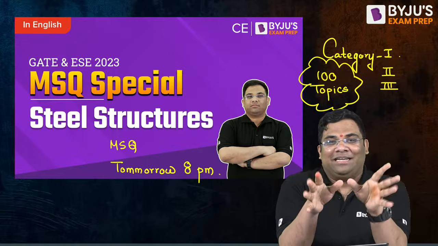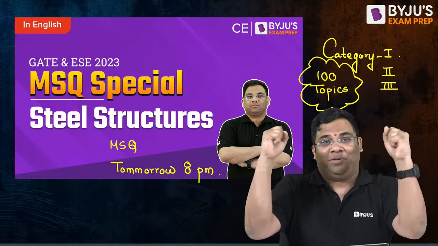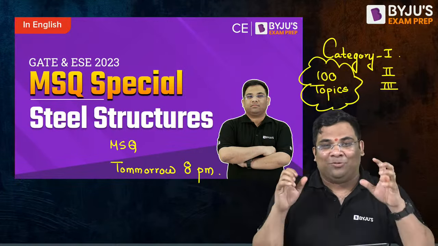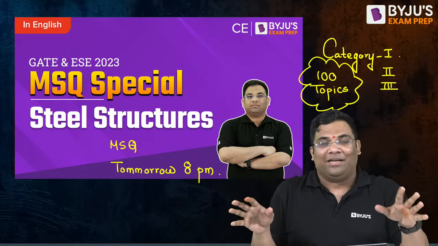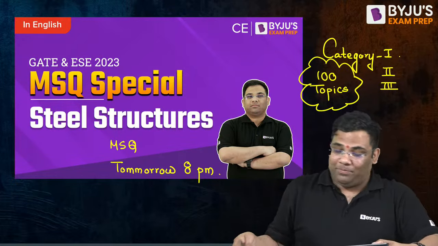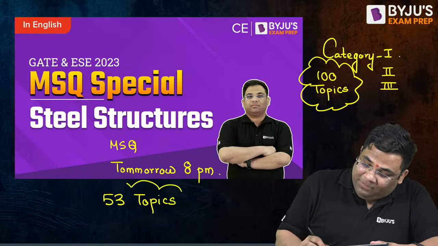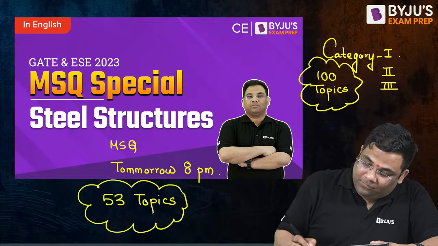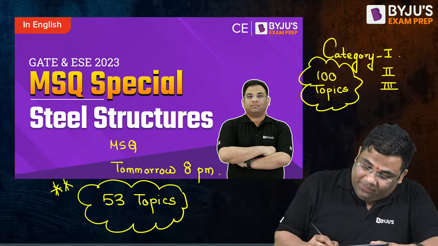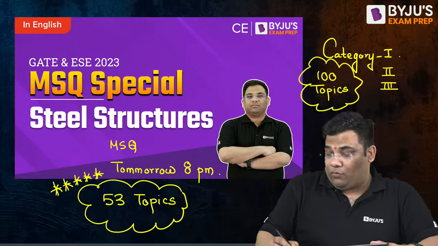Now, killing doesn't mean I start all 100 topics in 50 days. That is not possible. Don't become so excited that you forget yourself. So first complete the 53 topics. Don't leave any of these 53 topics. First complete these 53 topics and then go for the next.